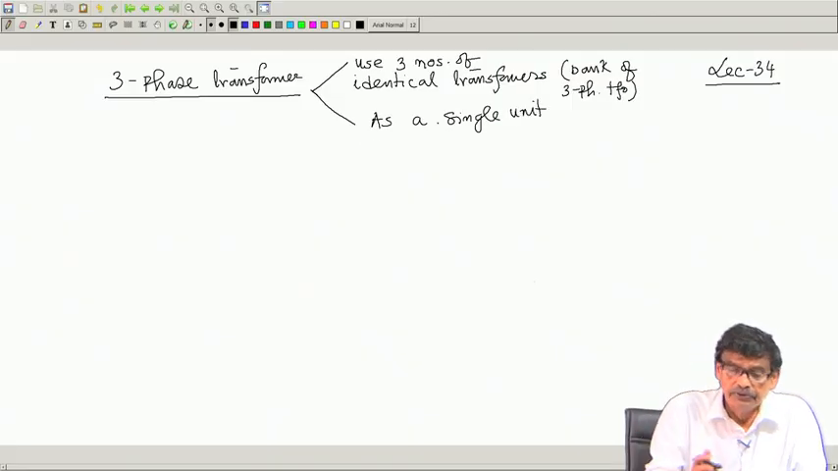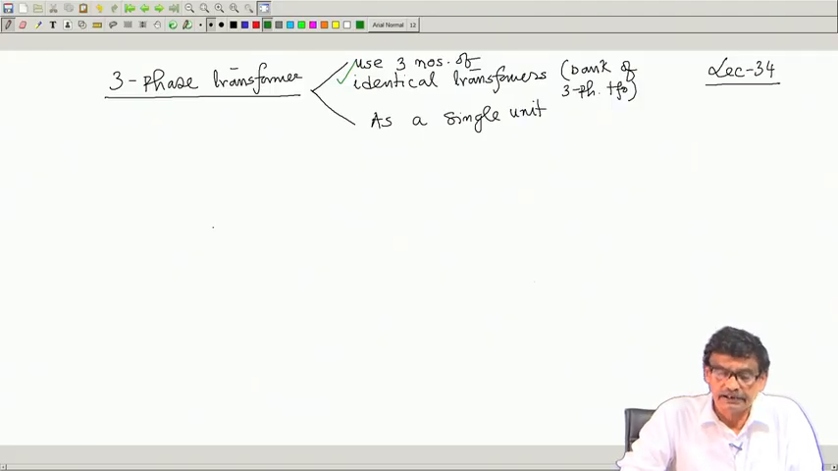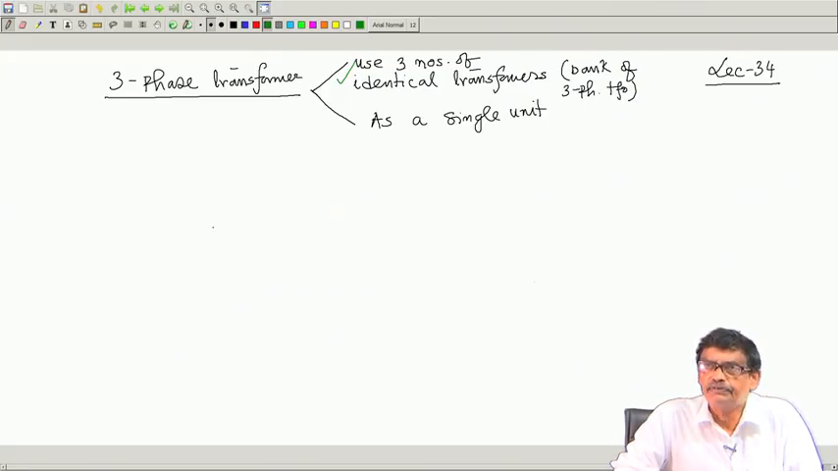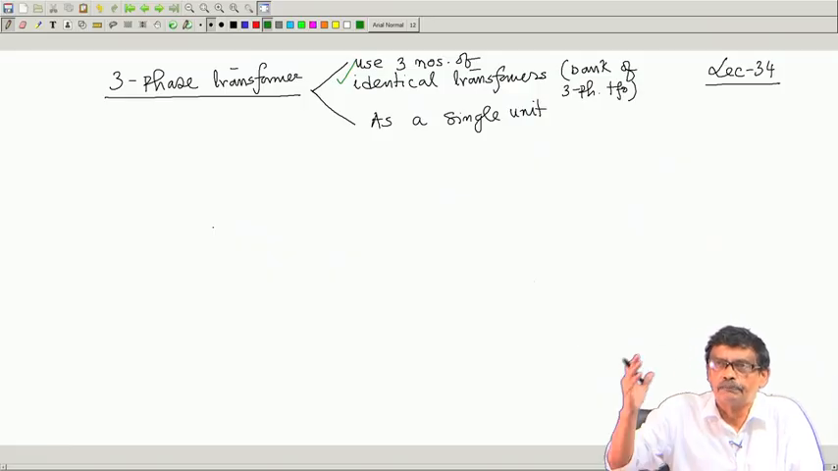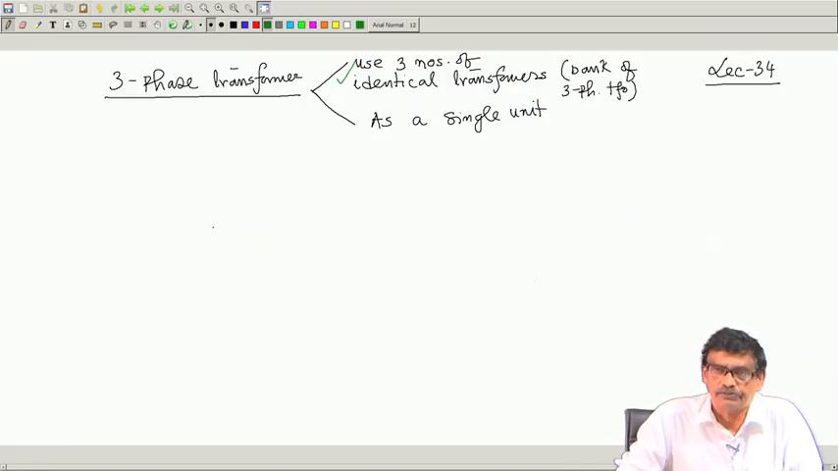Okay. So, we will first examine this one, that is, three numbers of identical transformers I will take, and the problem is, because our power system is three phase, in three phase I have three phase voltages, and those voltages will be assumed to be balanced, and if you require to change that voltage to some high or low three phase voltage, then we will be using three phase transformers. That is the idea.